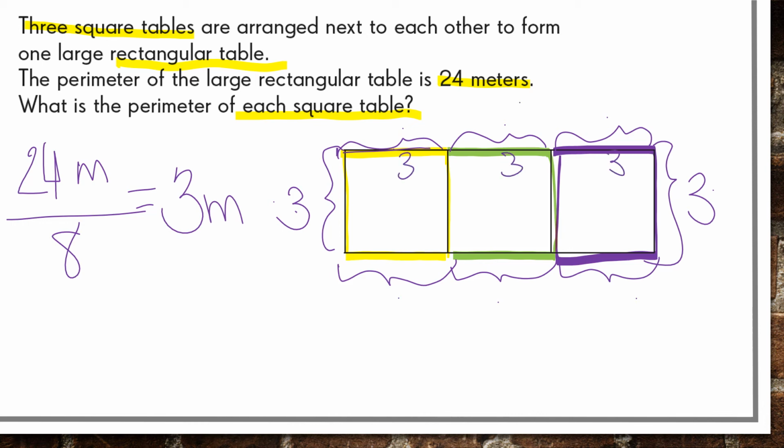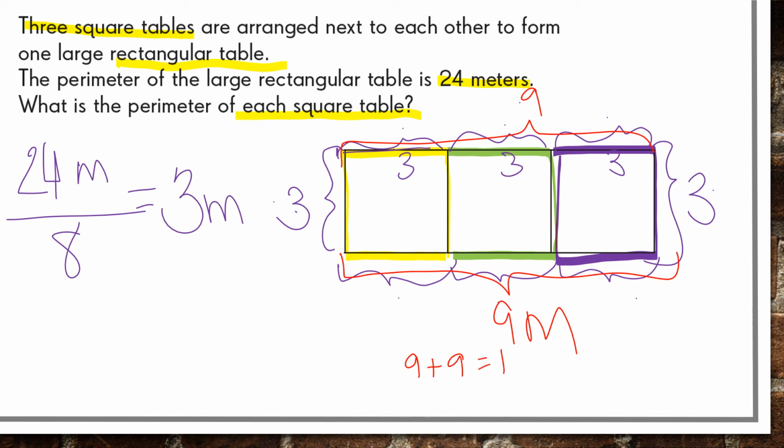But altogether, this whole top side is going to be 9 meters. Do you see why? There's the 3 there. And the bottom would be 9 meters. Let's add it back up and make sure it ends up being 24. So 9 plus 9 is 18. The 3 is 6. And that equals 24.